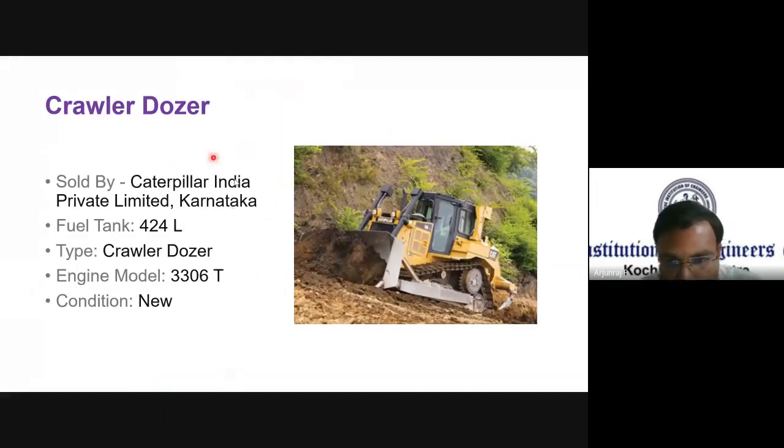And we have the crawler dozer. This is the crawler one where you have the chain type. Chain type, it's not a wheel type here. Okay, and this has been sold by a company called Caterpillar India Private Limited. The tank capacity of this is going to be 424 liters.